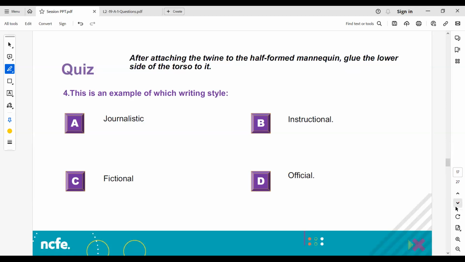So after attaching the twine to the half-formed mannequin, glue the lower side of the torso to it. So look at the features and then which one is it? Journalistic, instructional, fictional or official?